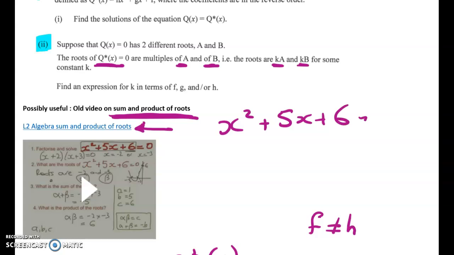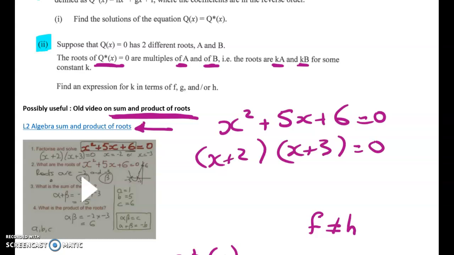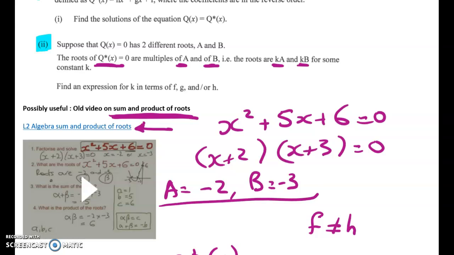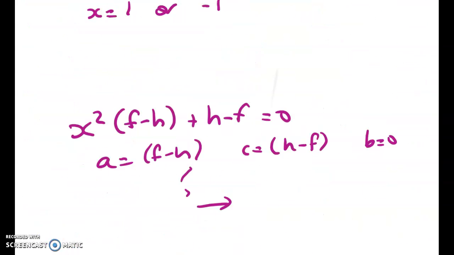So if I've got x squared plus 5x plus 6 equals 0, I can also write that as (x plus 2) times (x plus 3) equals 0. And the roots in here are negative 2 and negative 3. And if you look at those roots, you can see that the sum of them is negative 5, which is the negative of this term here. And the product of the roots is equal to negative 2 times negative 3, which is 6. So we call that the sum and the product of the roots. And that's what I'm going to use to do this question.